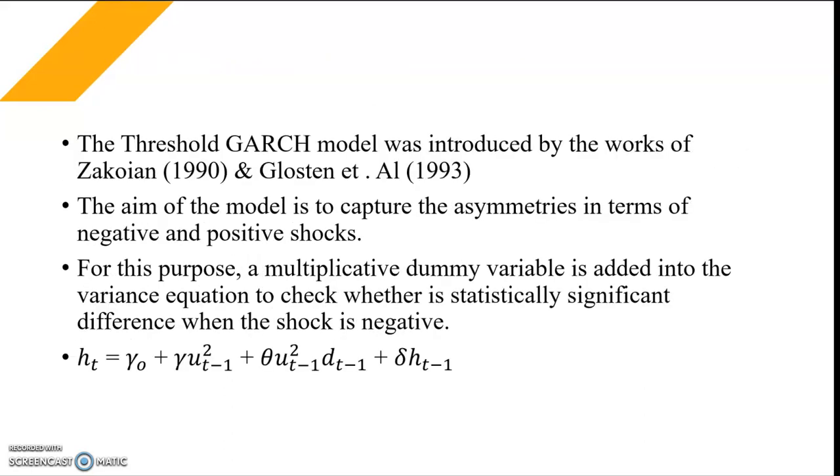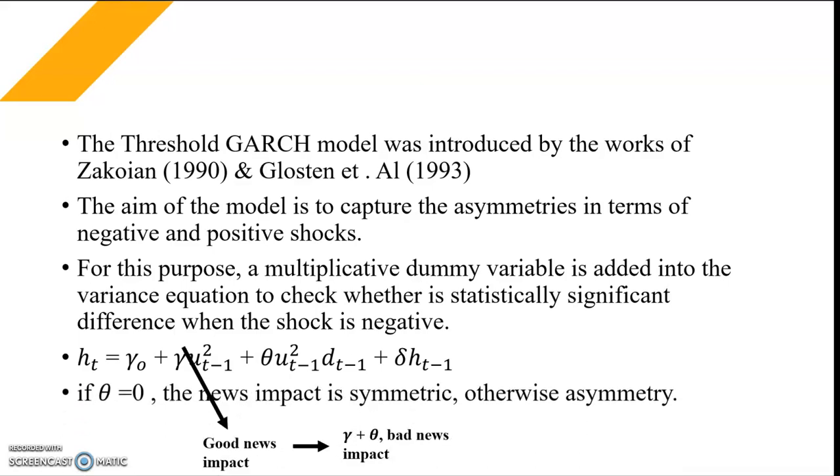The threshold GARCH model was introduced by Zakoian in 1990 and Glosten et al. in 1993, and the aim of this model is to capture the asymmetries in terms of negative and positive shocks. So this is the good news, and gamma plus theta is the bad news impact. If theta is 0, the news impact is symmetric, otherwise asymmetric.